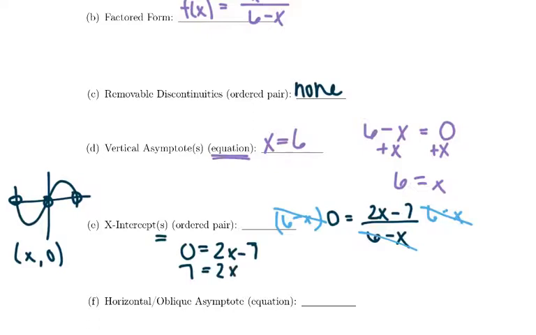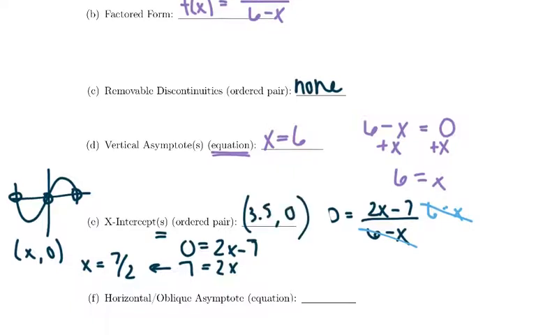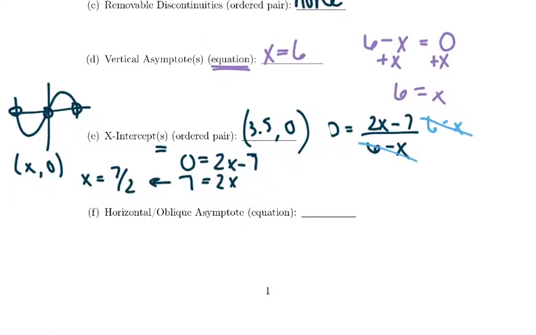So 7 equals 2x, divide both sides by 2, and we get that x equals 7 over 2. But remember, we don't want to write it like that because that is in the form of an equation. This is an ordered pair, so it's going to be 3.5 we'll go with, so that's easier to graph. 3.5, 0.